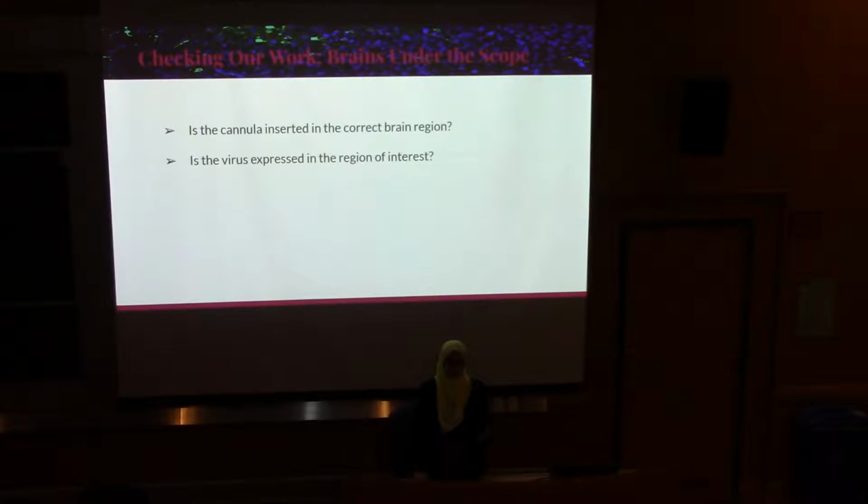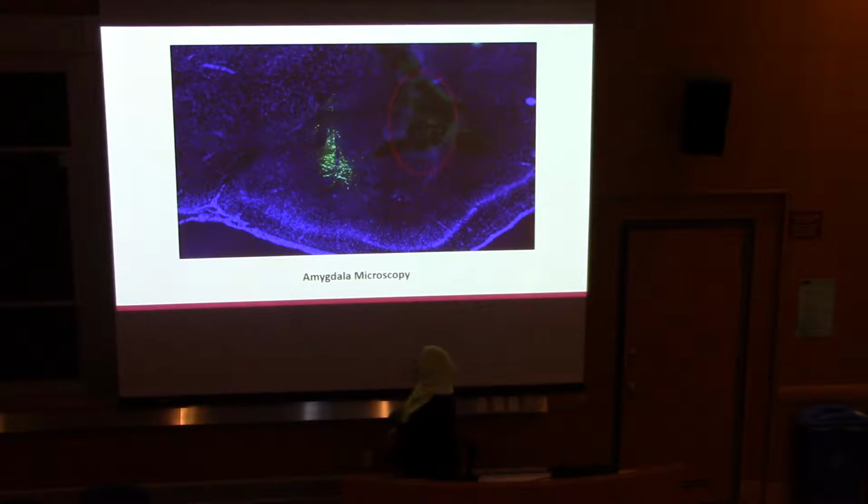But when we use fluorescence microscopy, we want to keep two questions in mind. One, is the cannula inserted in the correct brain region? And two, is the virus expressed in the region of interest? As you can see here, that red circle is where the cannula track is. And you know this because it has damaged tissue, which is like a black track.